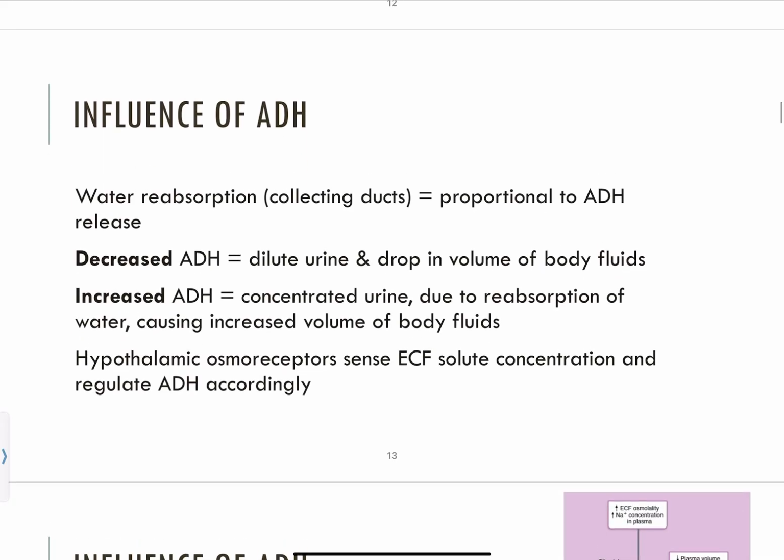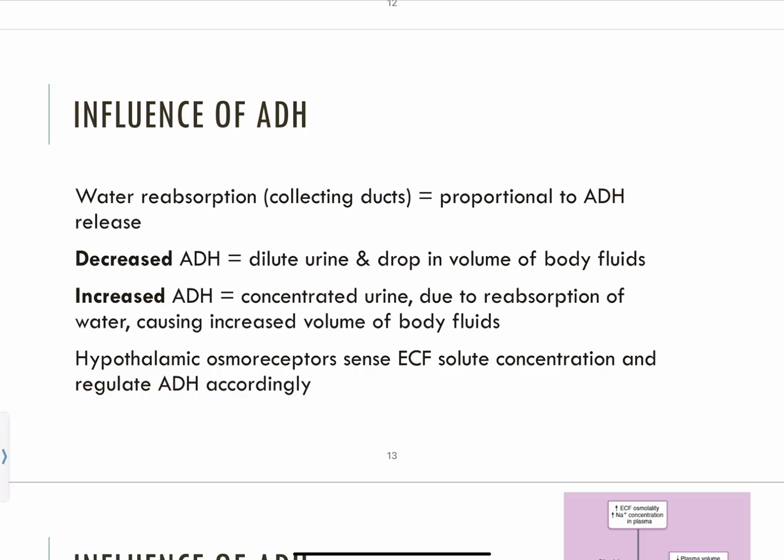Again, we've talked about ADH. If we have a low amount of ADH, that means we're going to have dilute urine because we were leaving the water in our filtrate. We aren't reabsorbing hardly any of it, which means we're going to have a drop in the volume of body fluids. And then the reverse would be true.